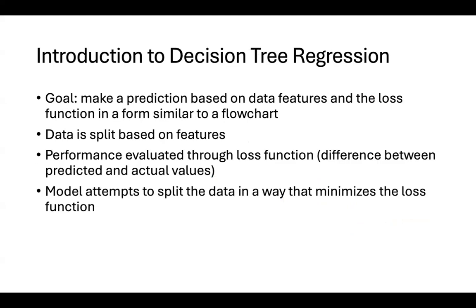Decision tree regression specifically has the goal of making a prediction based on data features and the loss function in a form similar to how a flowchart may work. The data is split based on features, and the performance is evaluated through the loss function, which is the difference between predicted and actual values. The model attempts to split the data in a way that minimizes the loss function and best fits the data.